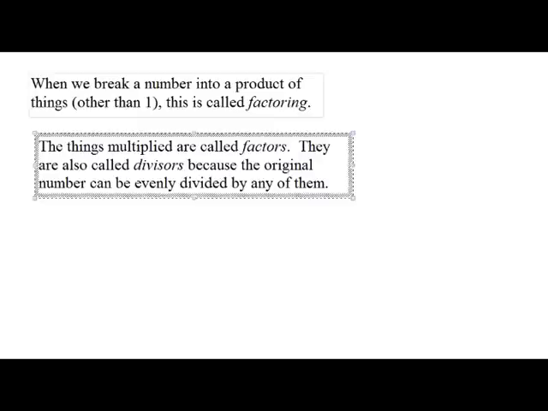Technically, you could always say 100 is 100 times 1, but we're going to say that that doesn't count as actually breaking the number down. That's just repeating it, so we're not going to allow the number 1 to be used. Okay, the things that are multiplied together are called factors. They're also called divisors because the original number can always be evenly divided by any of them.